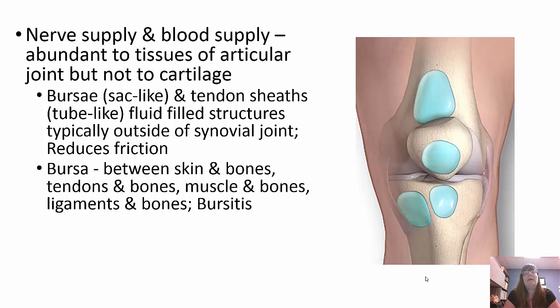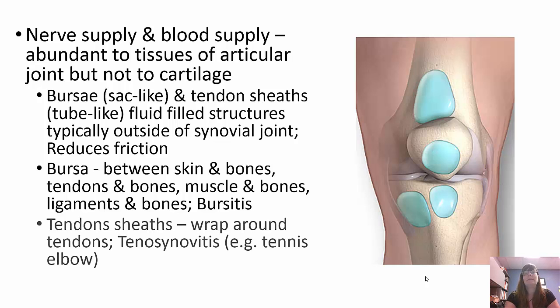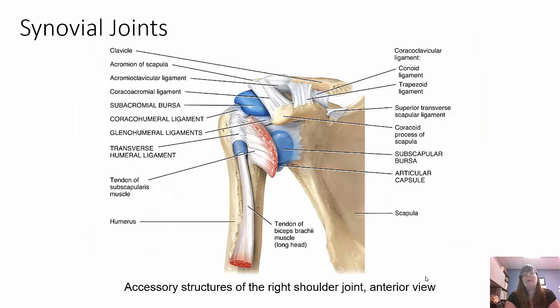And oftentimes, if you have bursitis, the bursa are infected or inflamed somehow. So between the skin and the bones, between the tendons and bones, between muscles and bones, or ligaments and bones. So like I said, the bursa are kind of spread out all over the place. They're not actually inside the cavity itself. And then tendon sheaths, if you have tendinitis or tenosynovitis, tennis elbow, tendon sheaths wrap around the tendons and can become inflamed as well. So this is showing you the bursa and the shoulder joint, which is a synovial joint.